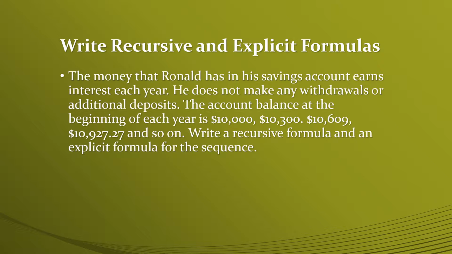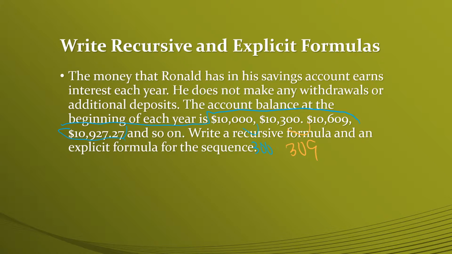So what is our sequence? Well, our sequence is right here. We got this $10,000, $10,300, $10,609, $10,927.27. Well, I might want to check to see if it's arithmetic or geometric. Let's see the difference between 10,300 and 10,000. Well, that's $300. But the difference between 10,609 and 10,300 is 309. So it doesn't appear to be arithmetic.